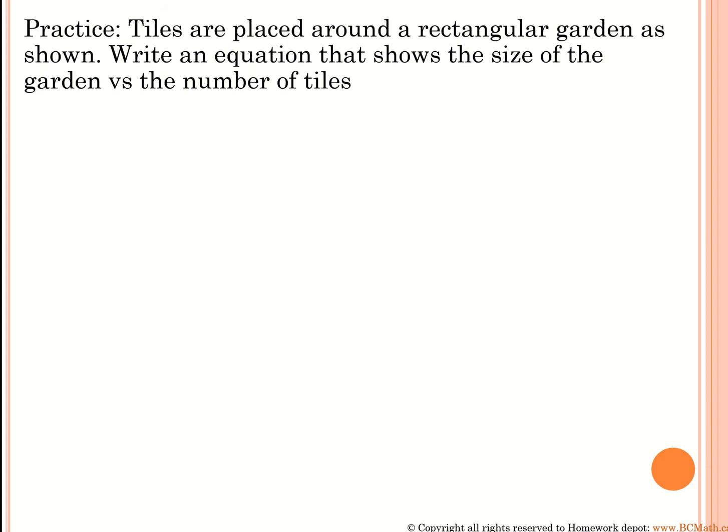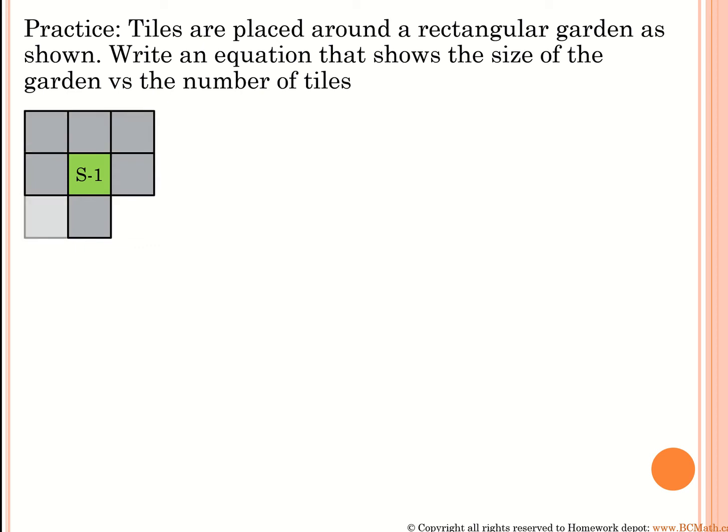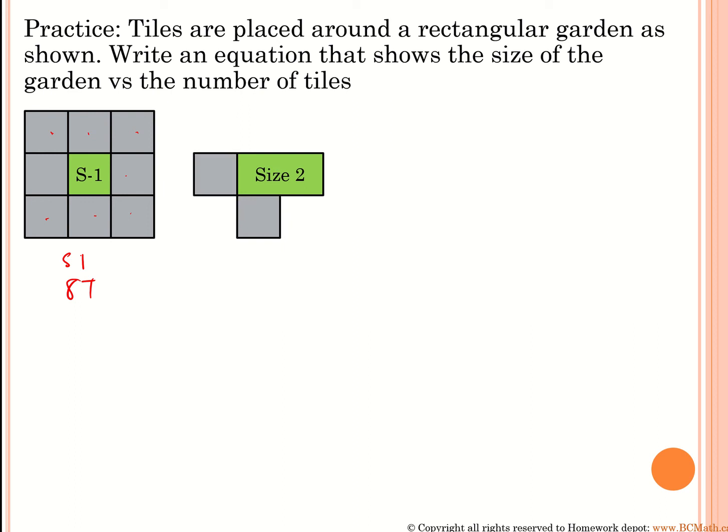Okay, practice. Here's one, and I want you to do the same thing. The scenario is that your garden is 1 by 1, so this is like 1 meter by 1 meter, and you need 1, 2, 3, 4, 5, 6, 7, 8 tiles to surround it. So this is size 1, and you need 8 tiles. This next one is size 2, and you need 1, 2, 3, 4, 5, 6, 7, 8, 9, 10 tiles. So size 2, 10 tiles.